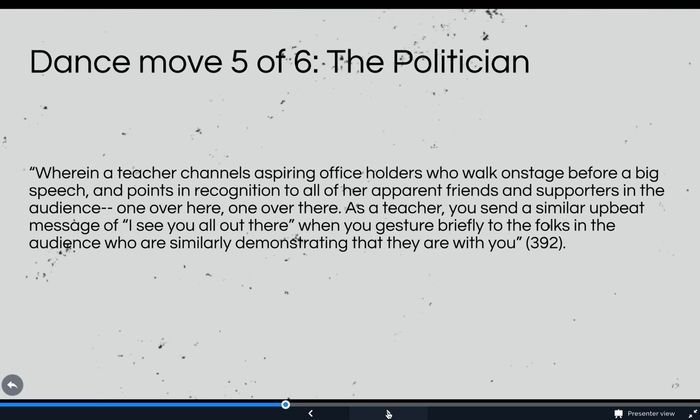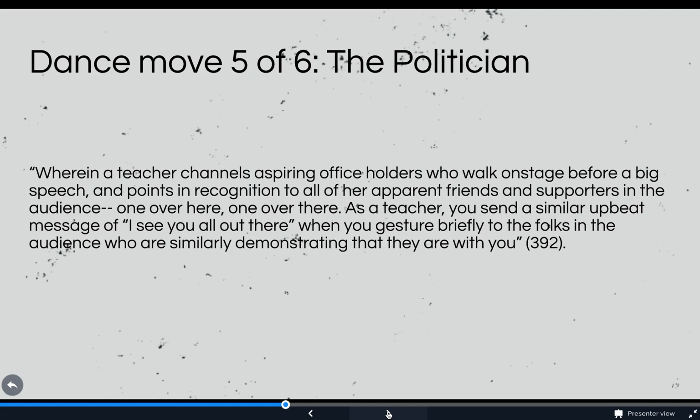Dance move number 5, the politician, wherein a teacher channels aspiring office holders who walk on stage before a big speech and point in recognition to all of her apparent friends and supporters in the audience. One over here, one over there. As a teacher, you send a similar upbeat message of, I see you all out there, when you gesture briefly to the folks in the audience who are similarly demonstrating that they are with you.